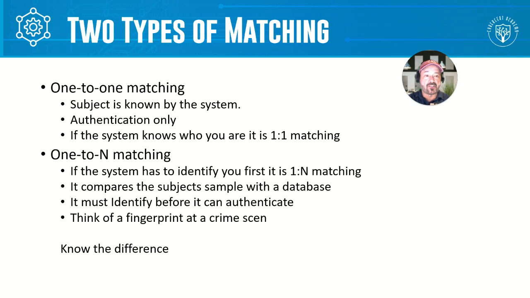One-to-one matching is very quick. It happens almost instantaneously. When you are authenticating into your laptop using a fingerprint reader, it's one-to-one matching. Your phone, one-to-one matching. You hold up your phone, your Face ID, it's one-to-one matching. It knows who you are. It's not trying to figure out who you are. And that's what one-to-N matching is. One-to-N matching both identifies and authenticates. Let me give you a great example of one-to-N matching: a fingerprint at a crime scene.